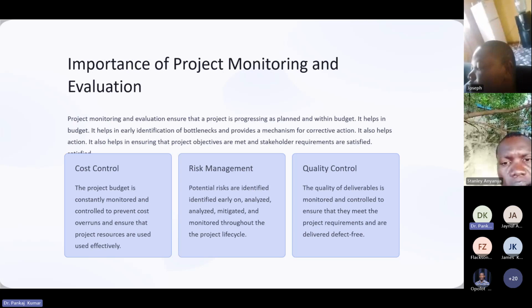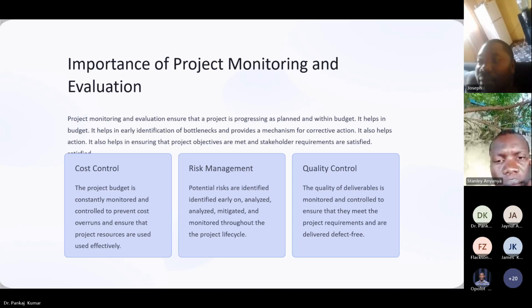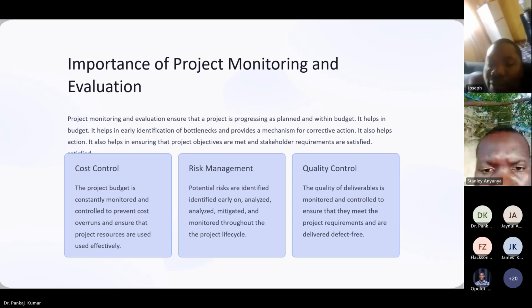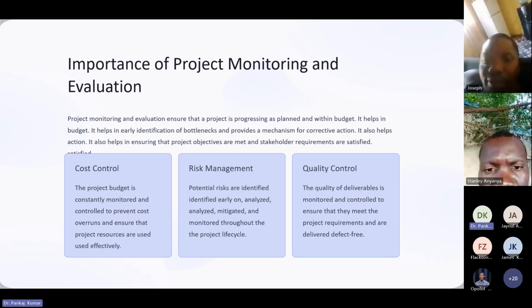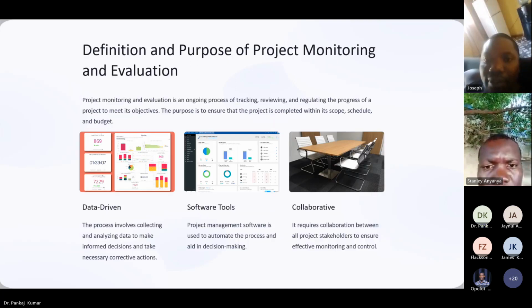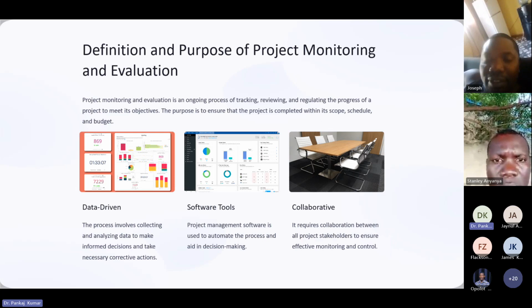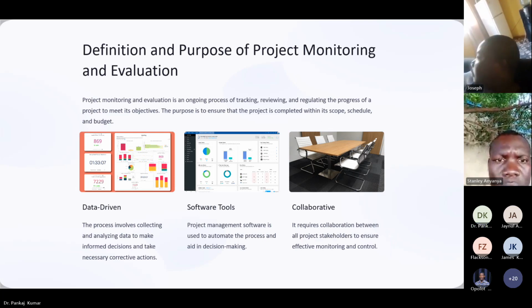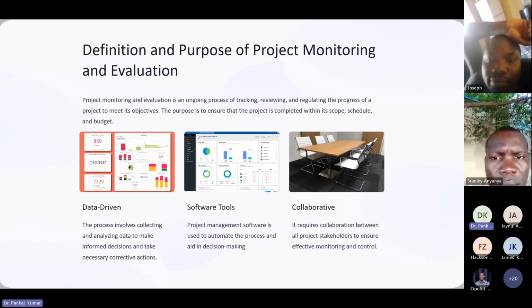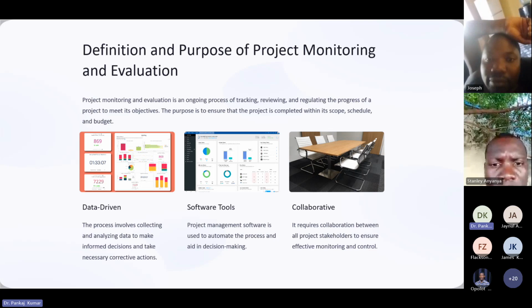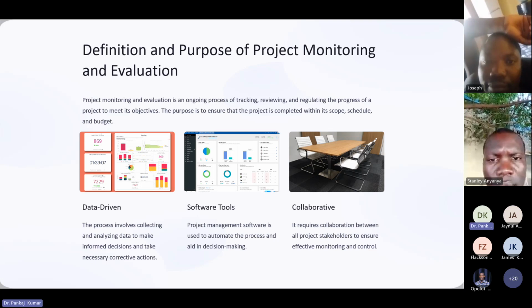So these are the quality control of project monitoring and evaluation. And now we will see about definition. After that, we will discuss a case study in the form of research paper.